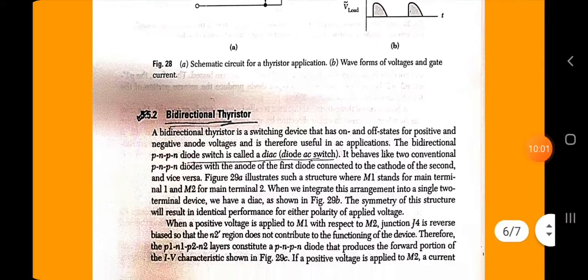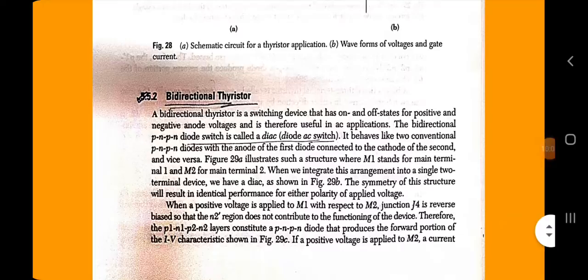We will now discuss what is a bidirectional thyristor. A bidirectional thyristor is a switching device that has an on or off state for positive and negative anode voltages and is therefore useful in AC applications. The bidirectional PNPN diode switch is called a diode AC switch. It behaves like two conventional PNPN diodes with the anode of the first diode connected to the cathode of the second and vice versa. The figure illustrates such a structure where M1 stands for main terminal 1 and M2 stands for main terminal 2.